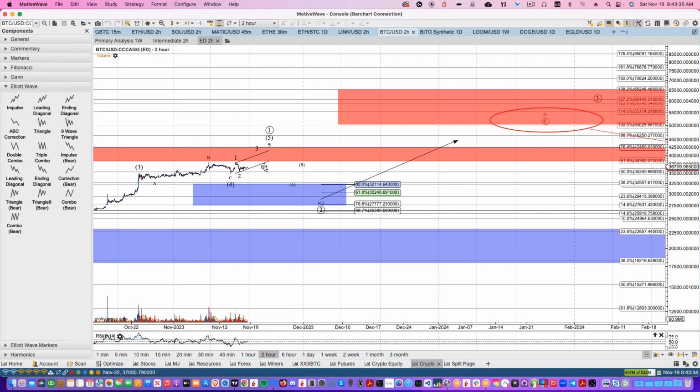So we want to see it finish up again. And what I'm saying is that's why we need this consolidation in here. It's simply for this 3rd wave setup to be very healthy. So, we hope for that. We want that. We don't want the market to break up directly.